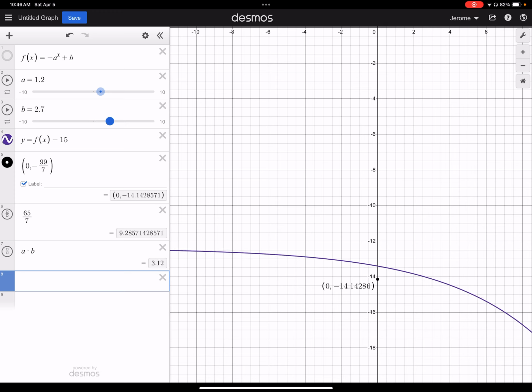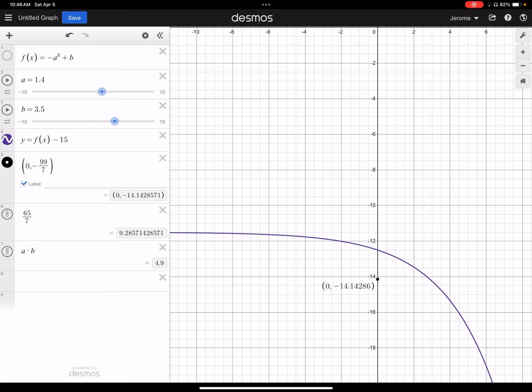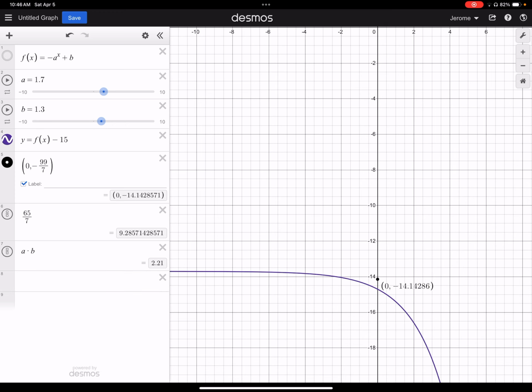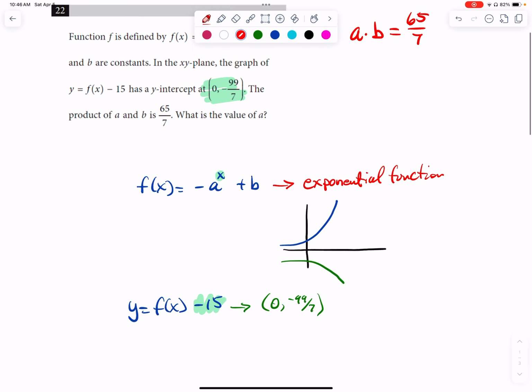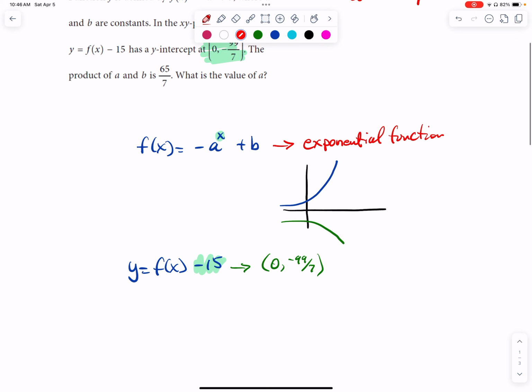But you can see how crazy this would be to get all of these things to match up. Not only does the function have to go through that point there, but then also the A times B has to be about 9.28, and so on. Oh, but there is a way to simplify it, but we'll get to that towards the end of this solution video, because really, I think it's quicker and easier to solve this thing algebraically.